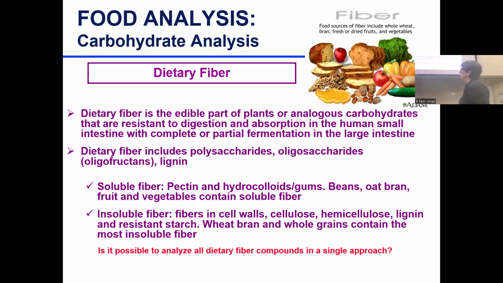Resistant starch is considered insoluble dietary fiber. Whole wheat bran or whole grains in general are rich in insoluble fiber. But because of these really diverse components, they all have different monomers, different branching structures or even chain structures. So is it possible to analyze dietary fiber components all in a single approach?